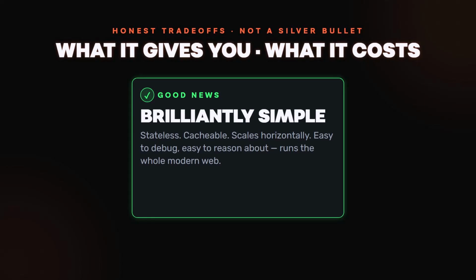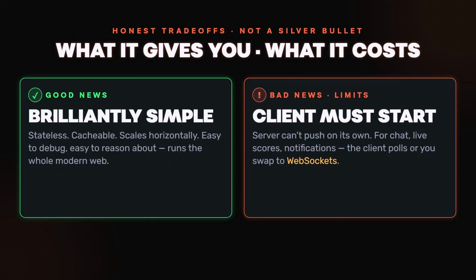The bad news, it has limits. The server only knows about you when you ask. If something changes on the server side, say a friend sent you a message, the server can't just push it to you. You have to ask. That's why your phone polls. It checks every few seconds: anything new? Wasteful. For real-time apps like chat, live trading, collaborative editing, this model breaks down.